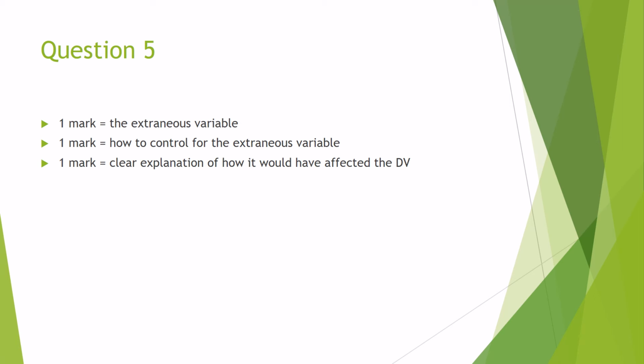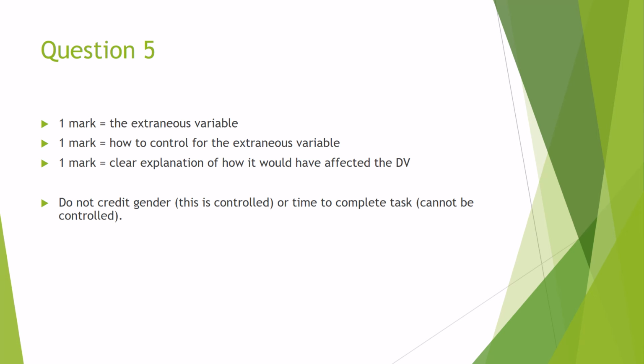Can you highlight anything in the text where you have contextualized? If you can't do that, then if you've got more than 1 mark, I was obviously feeling very generous because you really shouldn't have got any marks. It's a really simple little bit of terminology. We couldn't credit gender or time to complete the task because gender's controlled for because it's matched. They were matched, and time to complete the task because you can't control for that. You can't make somebody finish in 5 minutes.